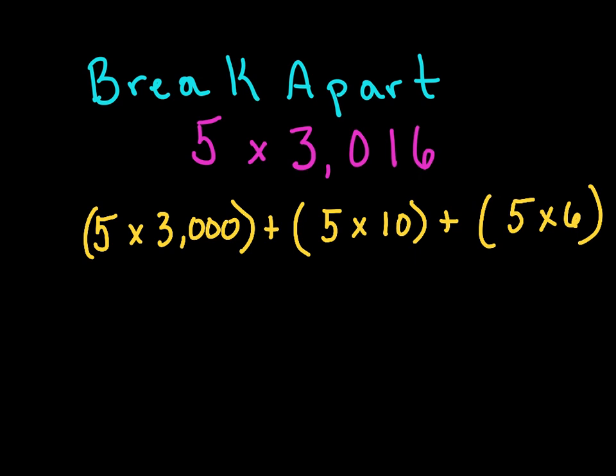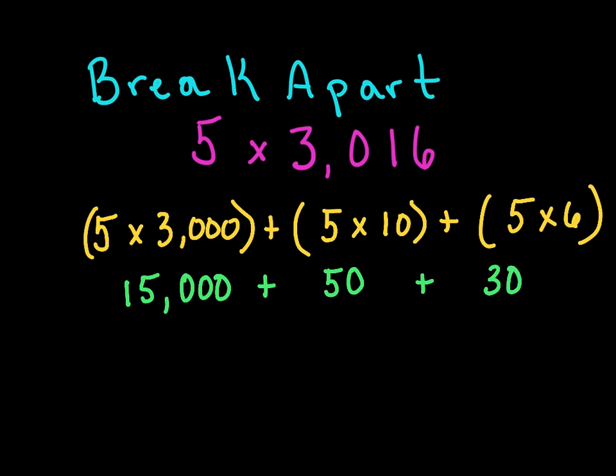All right, we're starting down with that funnel. 5 times 3 is 15,000. Then 5 times 10 is 50. And then our 5 times 6 and our ones is 30. Now we can add it up.